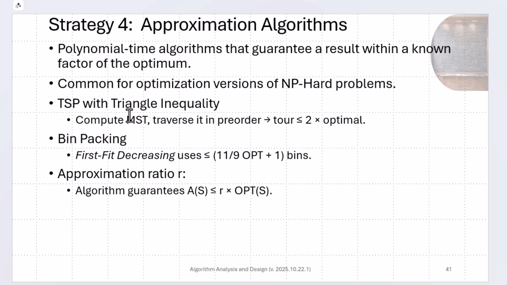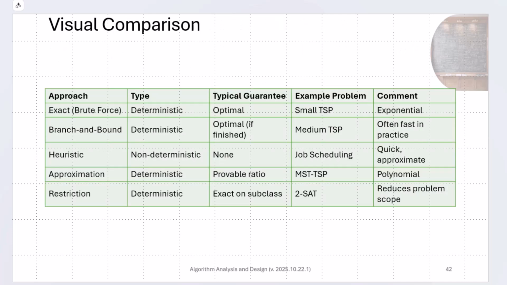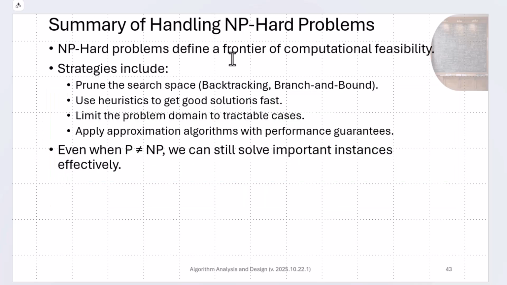Compute the minimum spanning tree, traverse it in pre-order, and the tour is less than or equal to 2 times the optimal. Okay, so it might be twice as long as the optimal, but it's probably better than many other tours. Bin packing, first fit decreasing uses less than or equal to 11/9 of the optimal plus 1 bins. Approximation ratio R: the algorithm guarantees A of S is less than or equal to R times the optimal of the set. And here's just a visual comparison on slide 42.